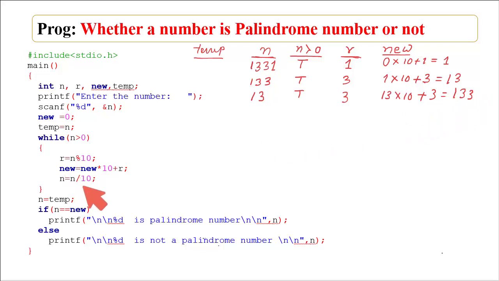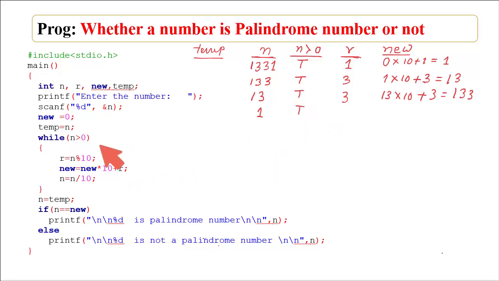133. What we need? We need to get the digit 1. How we will get that? By this instruction, the result while we divided 13 by 10. So I will get 1. Whether 1 is greater than 0? Yes, this will provide true signal.